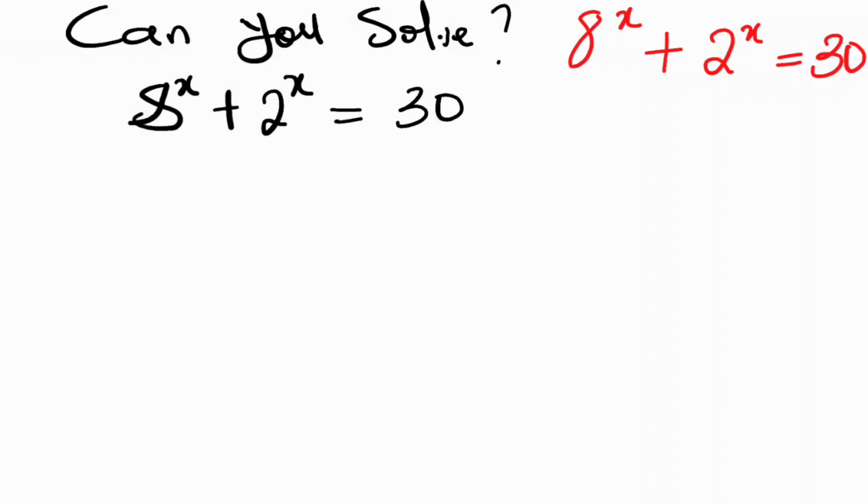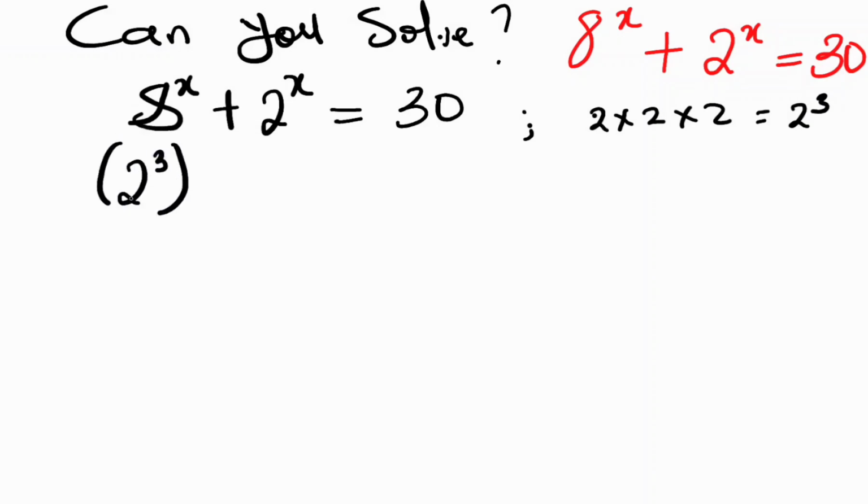But here they are of different bases, 8, 2 and 30, but we can actually make 8 to be in base 2, because we know that when we multiply 2 by itself 3 times we get 8. I mean, when you do 2 times 2 times 2, this is 8, which is the same as 2 power 3. So where 8 is, we'll write 2 power 3, then the already existing power x, then plus 2 power x is equals to 30. Cool.